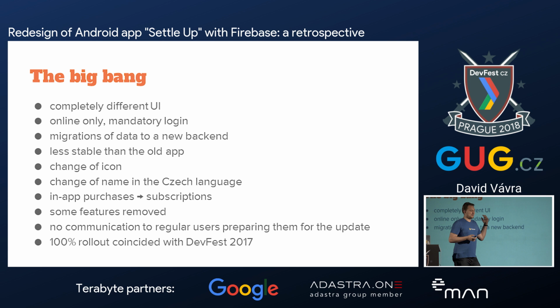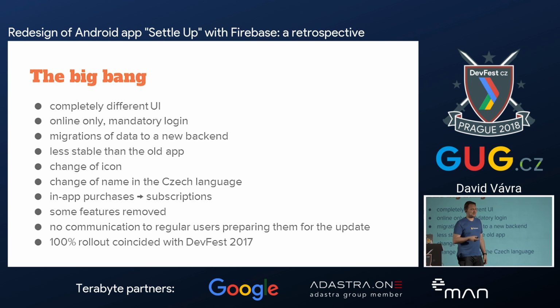Then migrations of the data from the old backend to Firebase were kind of hard, and there were a lot of bugs. It was also a little bit less stable than the old apps. There were some crashes because it was all new code base, and we hadn't tested it on the whole suite of Android devices out there, just with the beta testers. We also changed the icon, so people could not find it on the grid, because the icon had a different color.